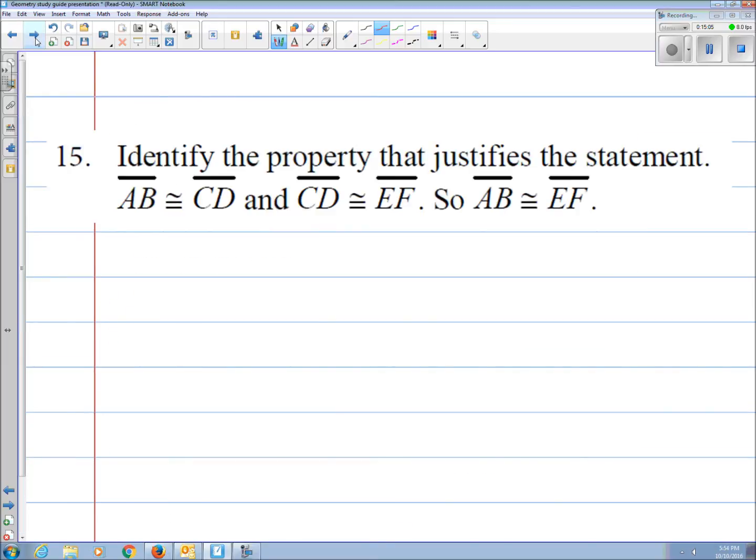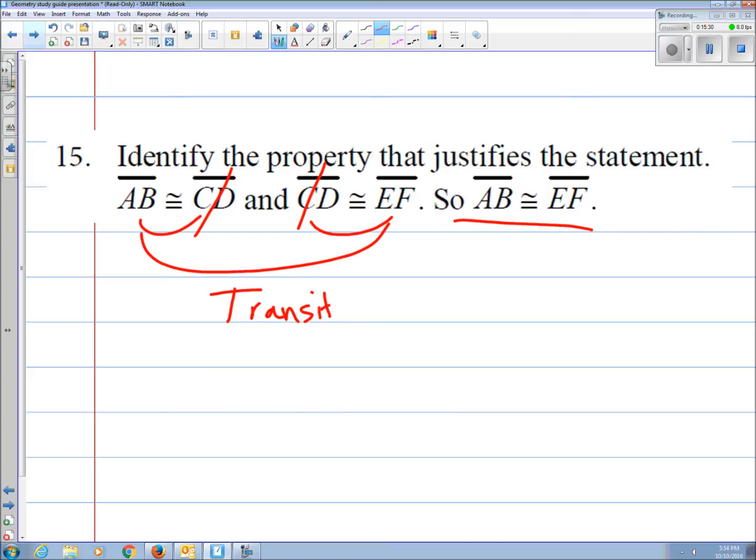Identify the property that justifies the statement. Line segment AB is congruent to line segment CD, and line segment CD is congruent to line segment EF. So line segment AB is congruent to line segment EF. Basically, if those two things are congruent, and these two are congruent, then you can skip the middle one and just say that this one is congruent to that one, which is what they did here. That's the transitive property of congruence.